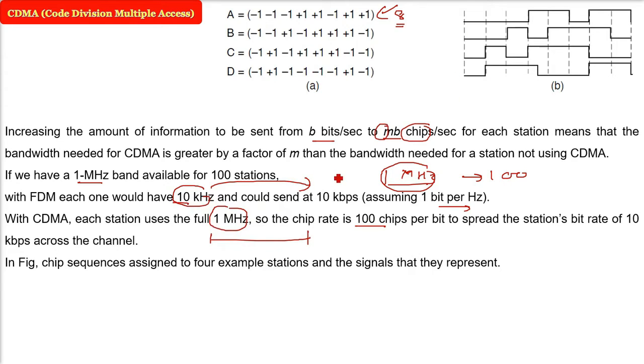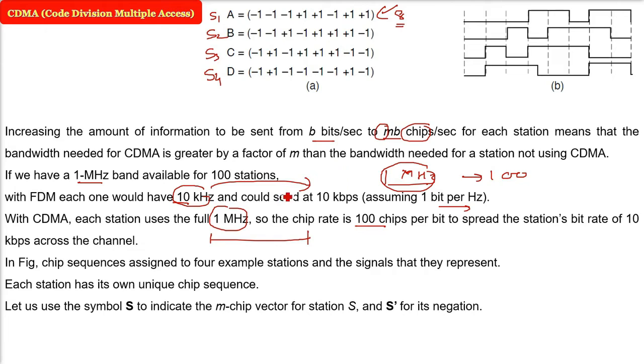So in the chip sequences A, B, C, D, we have assigned to 4 example stations the signals that they represent. These are 8-bit chip sequences. Arbitrary chip sequences we have given, but these will have a special property. 2 stations will not have the same chip sequence. Each station has its own unique chip sequence. Okay, S1, S2, S3, S4 are the 4 stations, and A, B, C, D are the chip sequences. Let us say S is the M-chip vector for station S. S dash is the negation. So when A is sending a 1, it will send its sequence; when it is sending 0, it will send the negation.